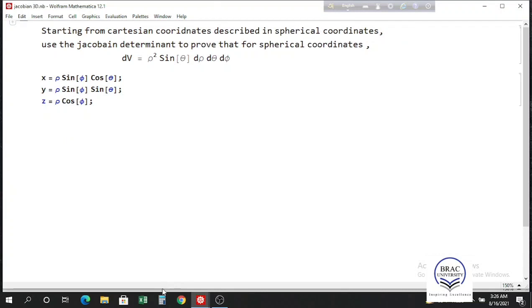Let's solve a problem from the practice sheet. Starting from Cartesian coordinates described in spherical coordinates, use the Jacobian determinant to prove that for spherical coordinates dV equals rho square sine theta d rho d theta d phi. You know that dV is dx dy dz in Cartesian coordinate. So the multiplication factor here is rho square sine theta. So if we just prove that the Jacobian of the transformation is rho square sine theta, we can say that volume element is rho square sine theta d rho d theta d phi in spherical coordinate.